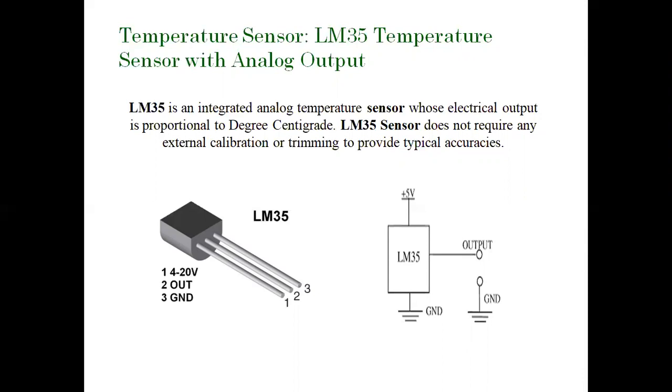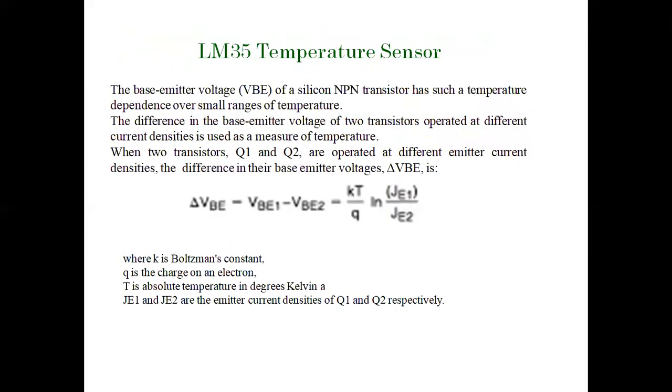So you don't need any external calibration circuit or any other circuit attached to it for accuracy. It's a very accurate sensor, and very popularly used, because it's very simple to use. You do not need any external circuitry along with this. You can simply use this 3-pin device for measuring the temperature and getting a proportional output value.